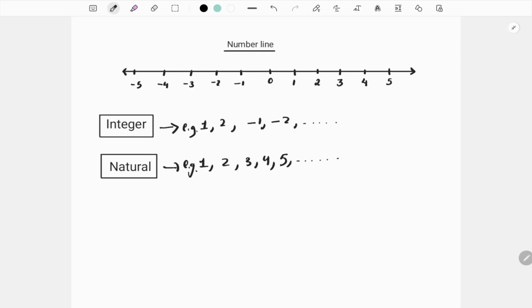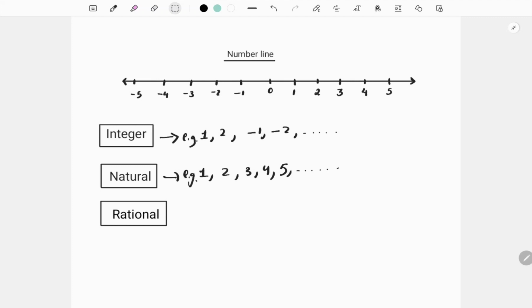The next one is the rational number. These are numbers that can be expressed in the form of a ratio p by q with terminating decimals, with q not equal to 0. If it is non-terminating, then it should have repeating decimals. For example, 2 by 3, then 1 by 2, and so on.